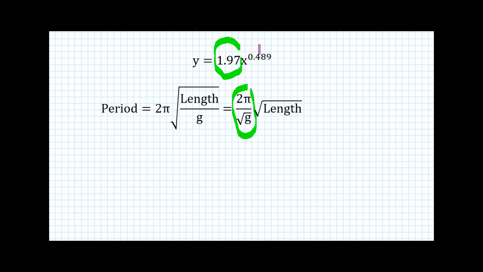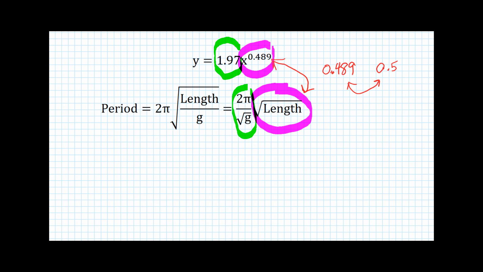And x to the 0.489 power, I can compare to the square root of the length, because the square root of the length is the length to the 0.5 power. So comparing those two numbers, I got the length to the 0.489 power, but the formula tells me it's the length to the 0.5 power. A square root is the same as a 0.5 power. So those are very close. Not bad for a quick measurement using a bag of quarters.